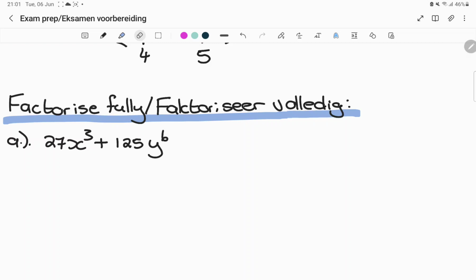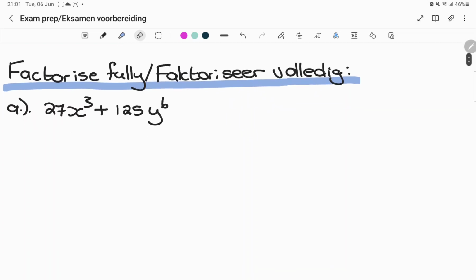Now let's have a look at the second type of question they will definitely ask you. So this question is to factorize fully, of om volledig te factoriseren. So the first thing I would do is definitely write down my options. Alright, so the first method of factorization I remember is to get a highest common factor, or in Afrikaans om 'n gemeenskaplike factor te kry.